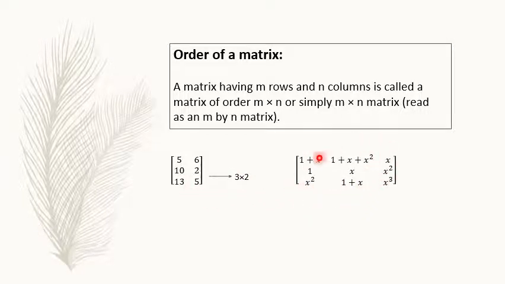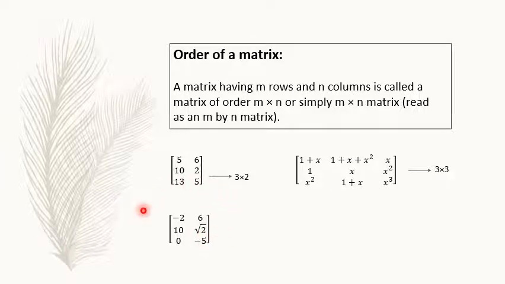So what is the order of this matrix? First we need to count the rows. 3 rows are here. Second, how many columns? 3 columns. So this is a 3 by 3 matrix. The first number indicates the number of rows. The second number indicates the number of columns.